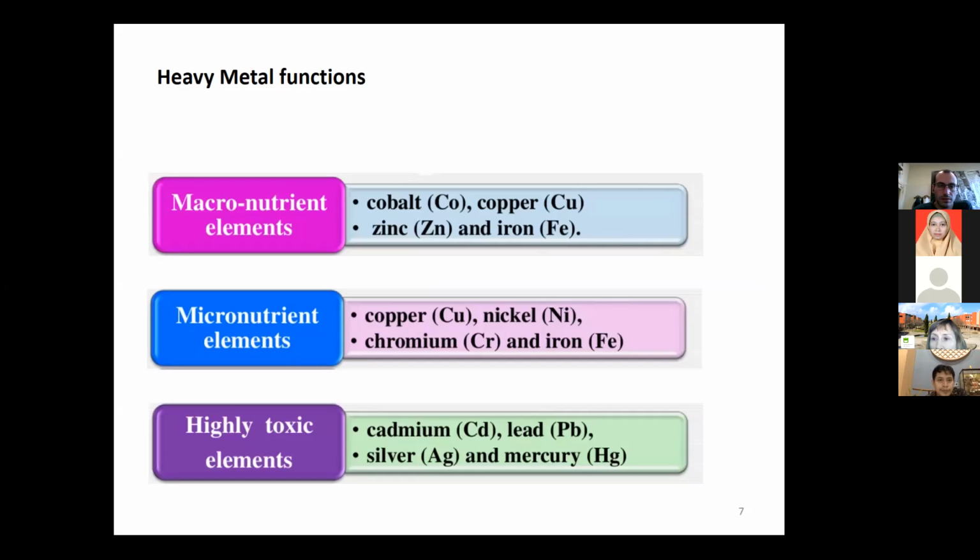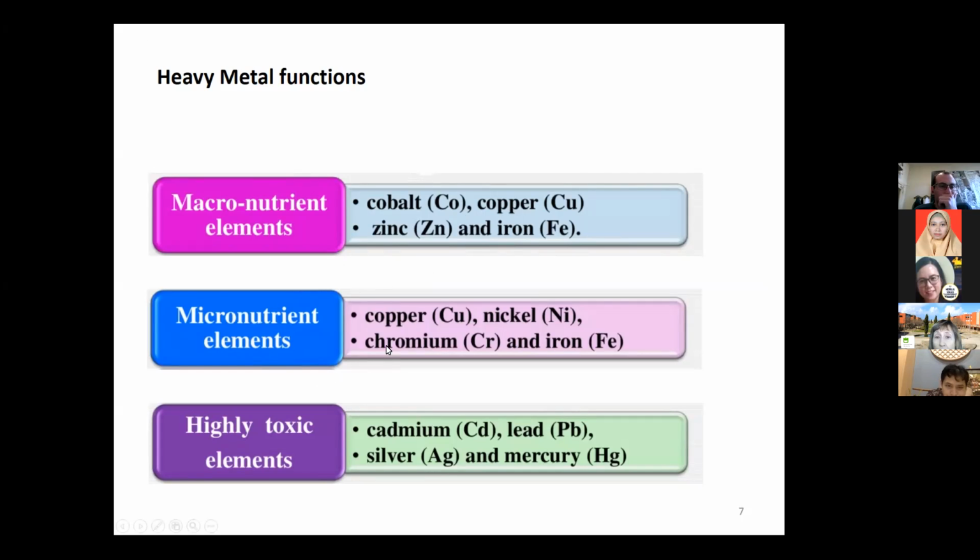Some of these heavy metals have biological functions. Some of them are macronutrients, like cobalt, copper, zinc and iron. Some of them are micronutrients, and as you can see, there are some heavy metals that are at some time macro and micronutrients, because that depends on the metabolism of the organism. So for some organisms, copper can be a macronutrient, and for others, it is a micronutrient.